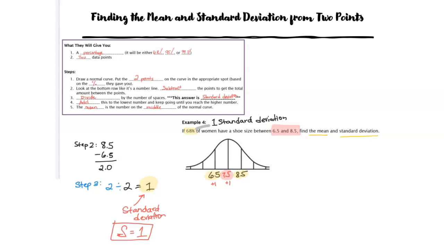So then your last answer would be that the mean equals 7.5, or x bar equals 7.5. Those both say the exact same thing. So 7.5 is your mean, and your standard deviation is 1. And that's all for this lesson.